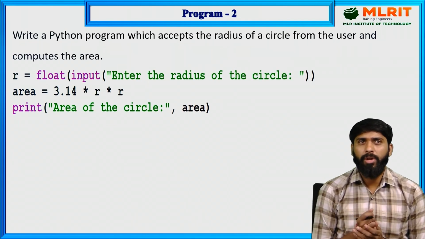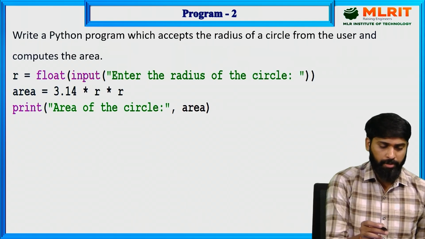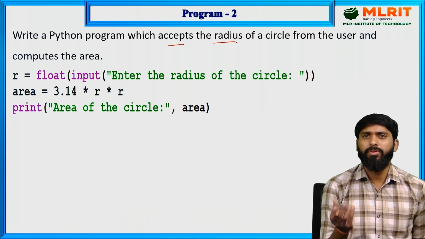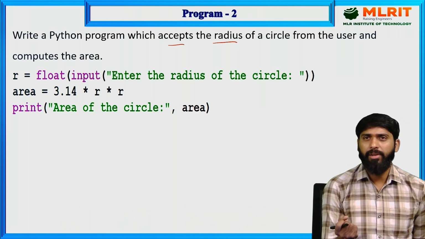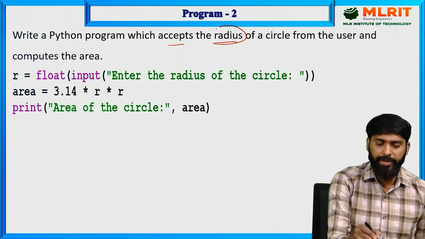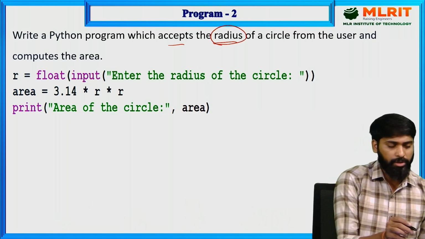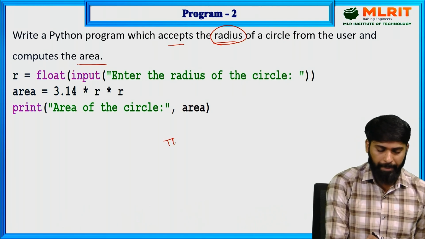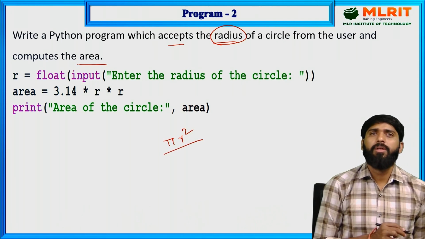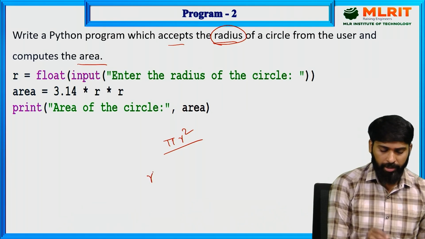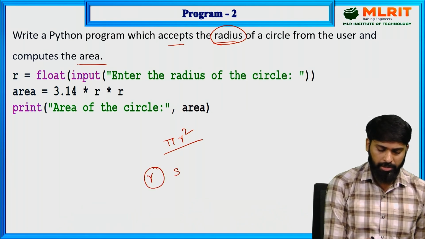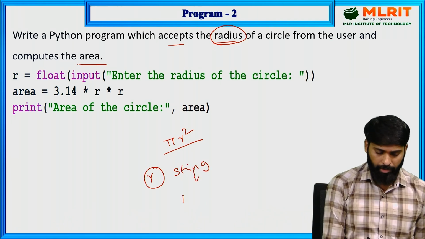Coming to program 2, this is the program which accepts the radius. That means we are going to read the data value that represents the radius of a circle, and compute the area of the circle. The formula is pi r square. We are going to read the value of r. Now this r is a string, so we convert this string into float.